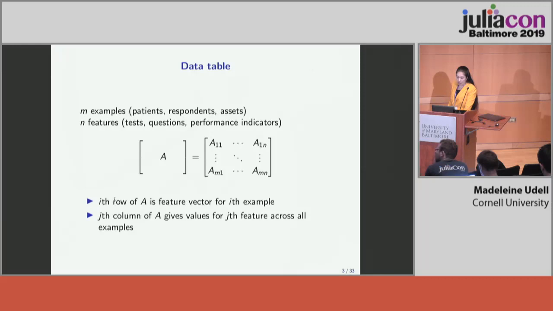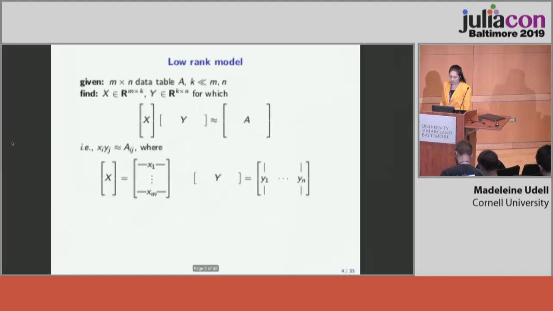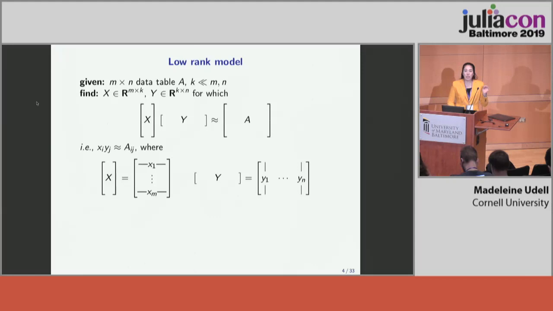So let's call this the data matrix A. The ith row of A is going to be the feature vector for the ith example, and the jth column will give values for the jth feature across all the examples. Okay. So if we're going to make progress, we're going to have to make some assumptions. And here's the assumption that we're going to make. Okay, so let's suppose that I've got this M by N data table. I'm going to pick a number K that's much less than the number of rows and the number of columns.